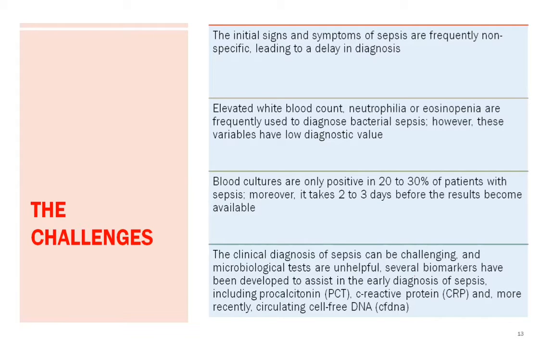So we have to depend on the early onset markers of sepsis along with the blood cultures. The clinical diagnosis of sepsis can be challenging, and microbial tests are unhelpful, as they take days to come. Several biomarkers have been developed to assist in the early diagnosis of sepsis, which include CRP, that is C-reactive protein, procalcitonin, and more recently, circulating cell-free DNA. And recently, I have seen an article mentioning magnetic resonance of the inflammatory mediators, which can help in the diagnosis of sepsis.